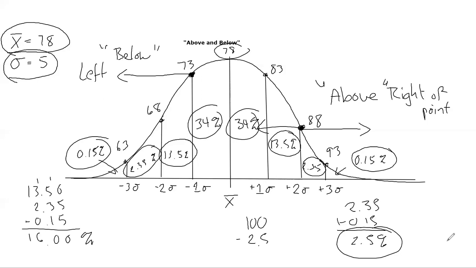You always want to draw the curve first, label everything, start with your mean, figure out the standard deviations above and below, and then you can use the keywords. Are they asking for above, below, within? Then add the appropriate percentages, and that should be it.